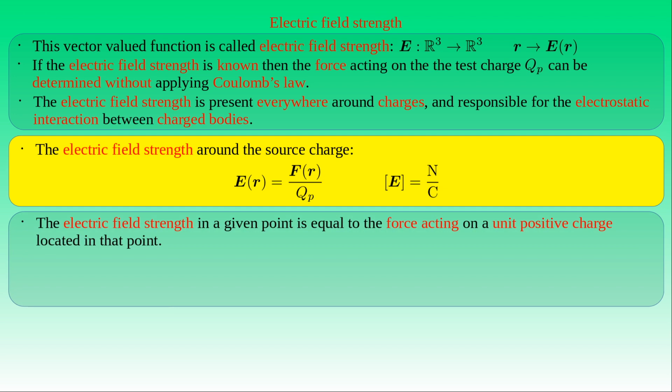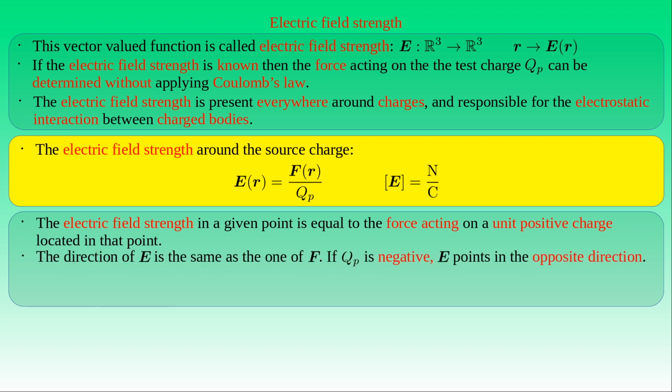The direction of the vector-valued function E is the same as the direction of the force acting on the unit positive point charge. If we use a negative point charge, the direction of the field strength will be opposite to the direction of the force. In many cases we just use the term electric field E instead of electric field strength when we talk about the vector-valued function E describing the electric field at every point of space.